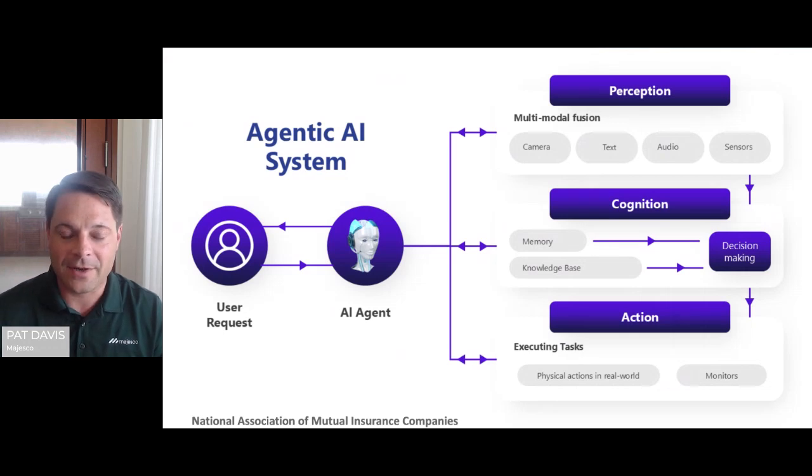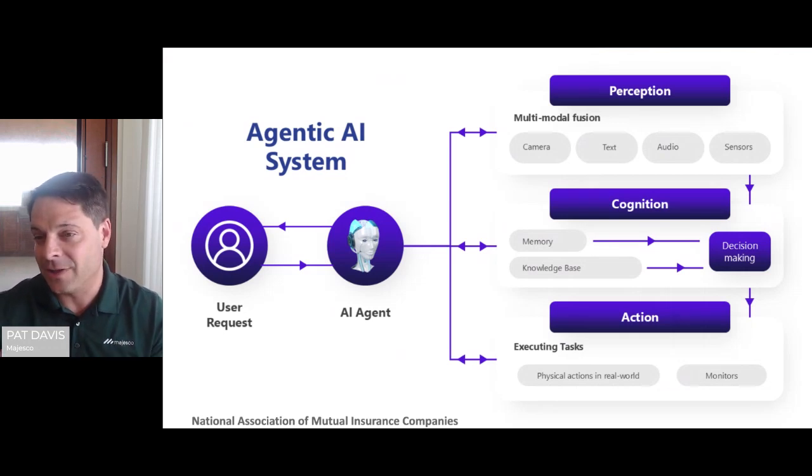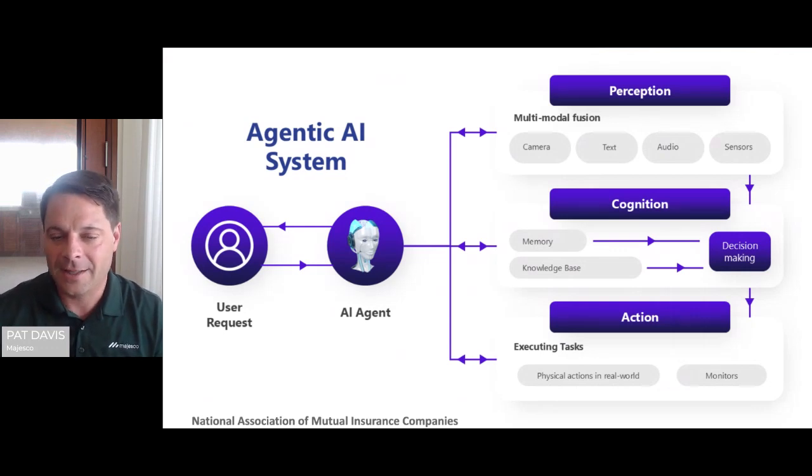But really, that's what it comes down to. You're giving it a set of instructions. You're allowing it to automatically execute and use a set of actions that it has access to. And the perception and cognition is what's helping it to make that decision making based on the knowledge you give it.